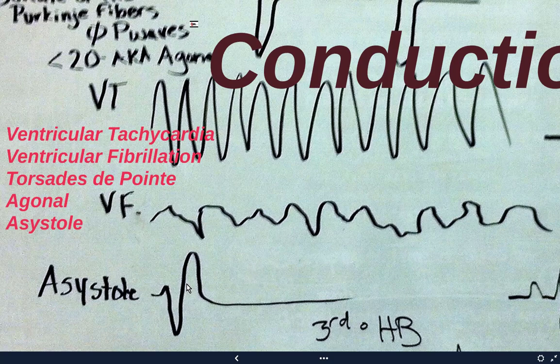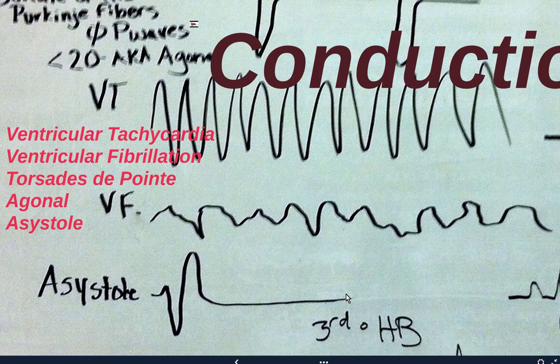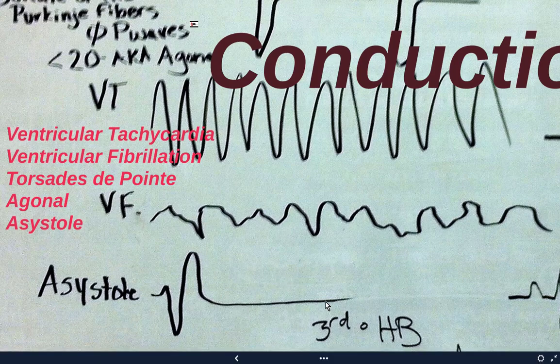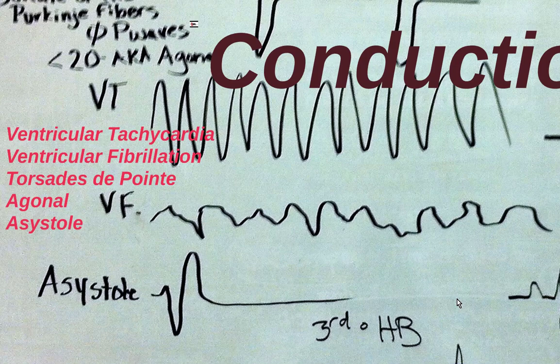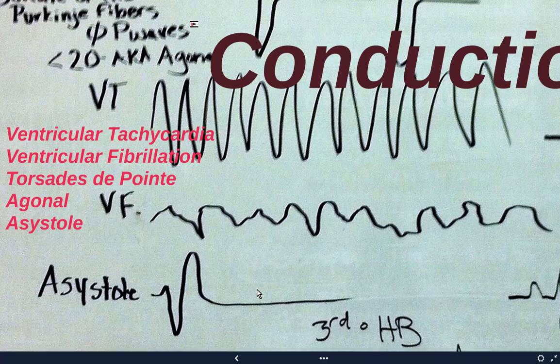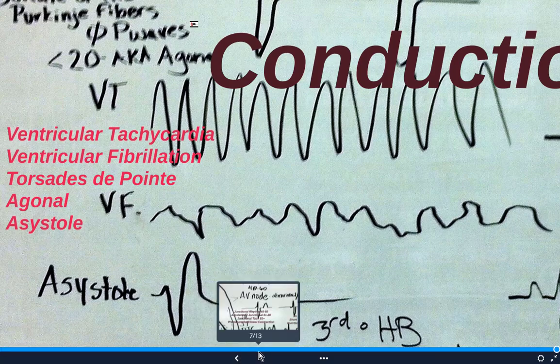So you may see this after a code is called, if you leave them on the monitor, a rare and occasional beat, but it is not perfusing. And then of course asystole is what it goes into when it's all said and done. So that is cardiac conduction in a nutshell. You've got measurements in your book as far as time frames go. I hope this helps clear up some of the muddy points of cardiac conduction.